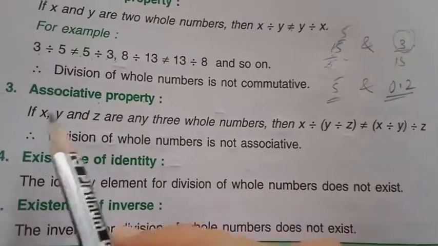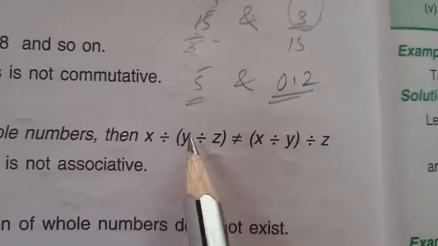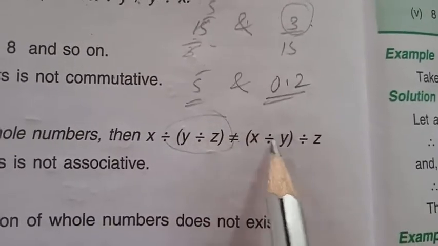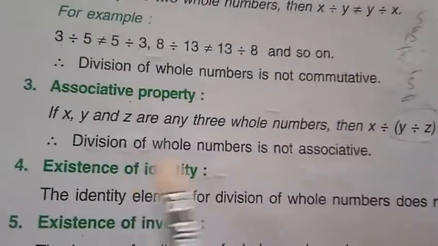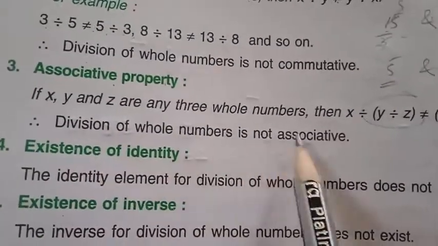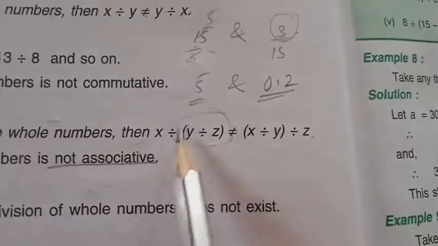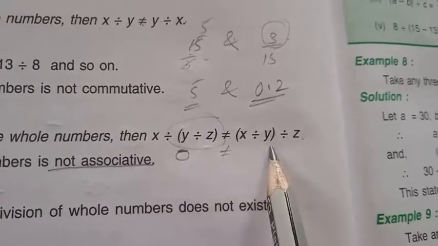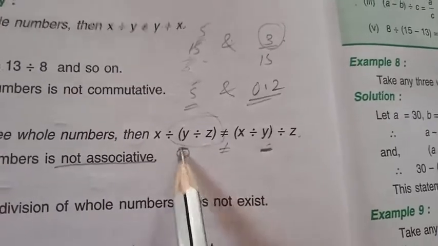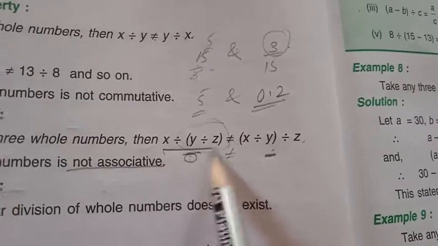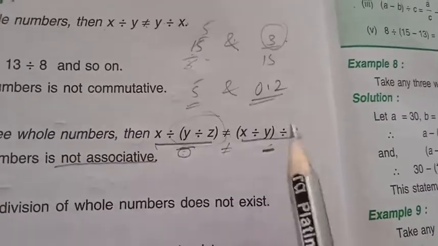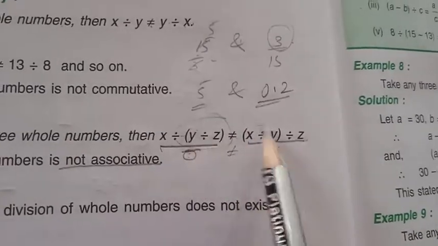Associative property. If x, y, z are any three whole numbers, then (x divided by y) divided by z is never equal to x divided by (y divided by z). So we say that division of whole numbers is not associative. Whatever solution we get for this will never be equal to the solution we get for this statement. Why? Because the grouping is different.